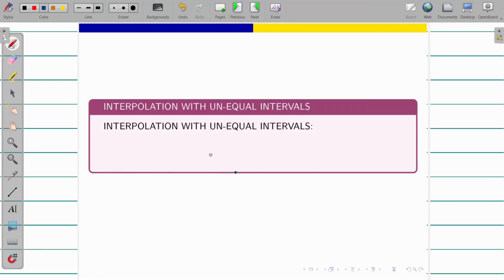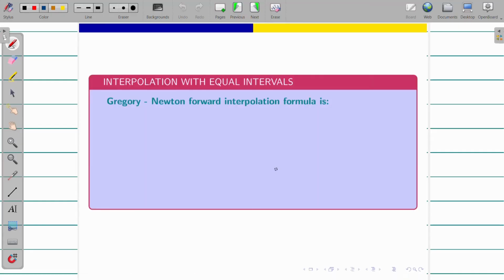Interpolation with unequal intervals, Newton's divided difference formula. Mainly, we are going to discuss this. In this video, I'm going to continue with interpolation with equal intervals.